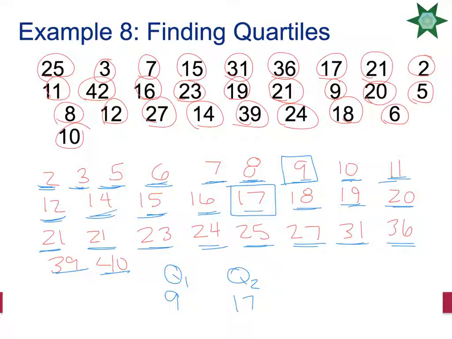Then you'll need to do the same thing between 18 and 42. 1, 2, 3, 4, 5, 6. 1, 2, 3, 4, 5, 6. And then the quartile 3 will be your 25. And so now you have your data segmented in quarters.